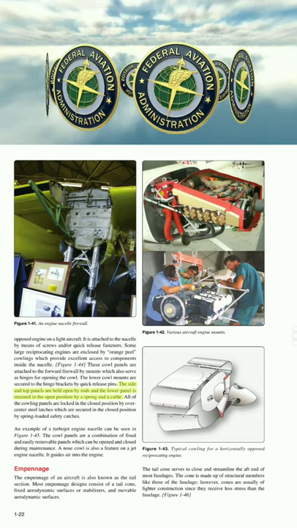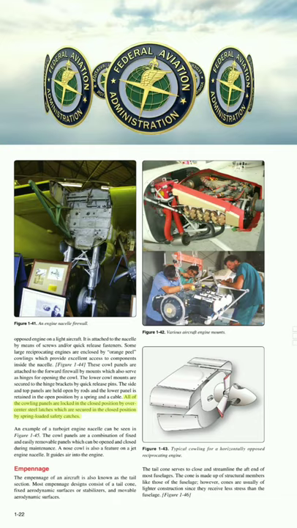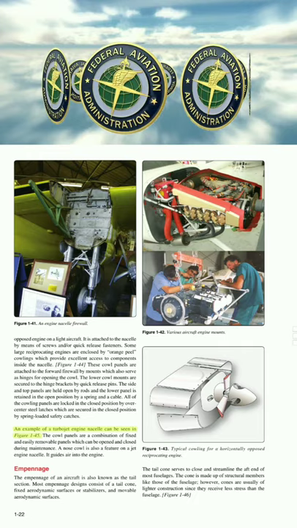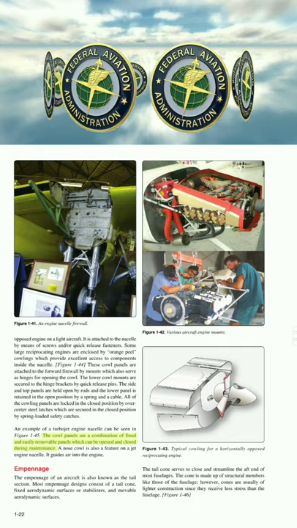All of the cowling panels are locked in the closed position by over-center steel latches, which are secured in the closed position by spring-loaded safety catches. An example of a turbojet engine nacelle can be seen in Figure 145. The cowl panels are a combination of fixed and easily removable panels which can be opened and closed during maintenance. A nose cowl is also a feature on the jet engine nacelle. It guides air into the engine.